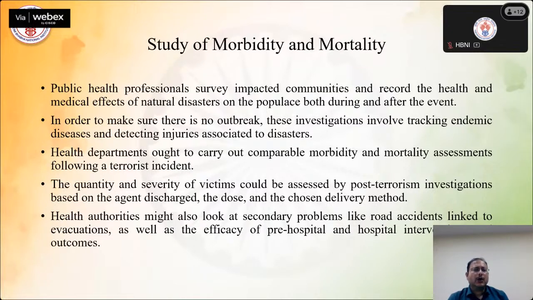Health authorities might also look at secondary problems like road accidents linked to evacuations, as well as the efficacy of pre-hospital and hospital interventions and outcomes. So you can easily say if you have to rush to the place and the route is preoccupied, you will not be able to take the patients or victims to the right place for the treatment part. So in case of emergencies, we have to focus on all these parameters.